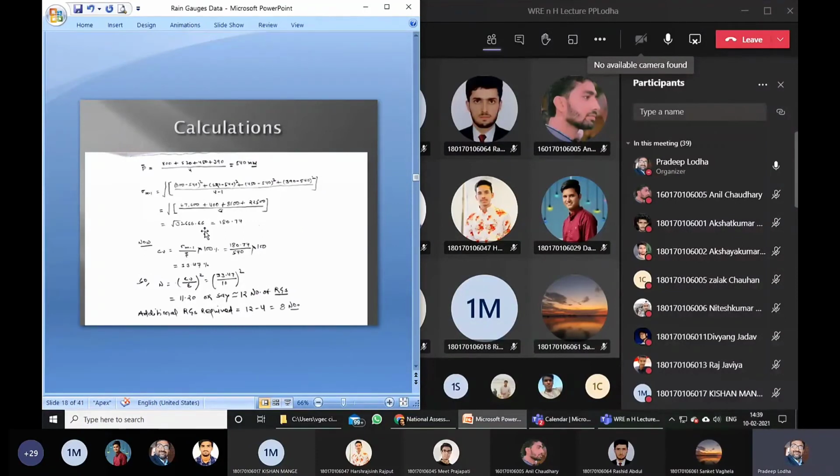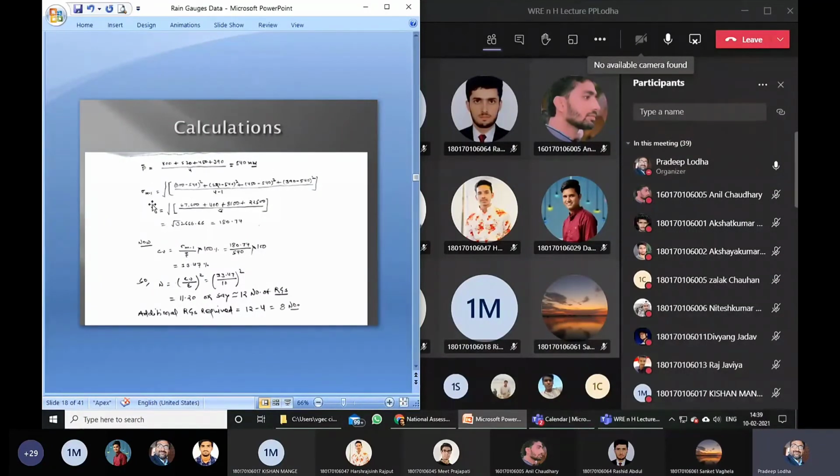So I have taken your assignment calculation here. If I calculate for all 4 given rain gauges, then 800 is the first rainfall, then 520, 450, 390, and there are 4 rain gauge stations. So P bar is 540 mm. That is the average precipitation I am getting.